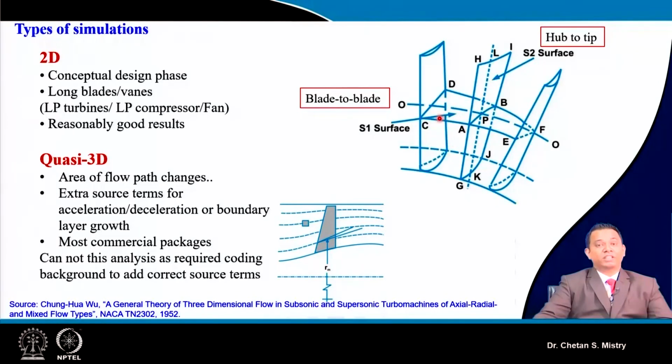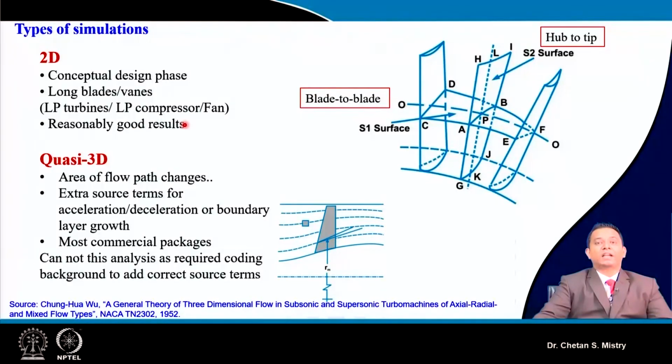So this concept can be used to modify our aerofoils, how the flow behaves on the suction surface and on the pressure surface. That kind of analysis can be done. This is defined as a quasi 3D approach. Initially, when people started doing their analysis, they were doing through flow analysis based on the S2 surface, and they were doing the blade to blade analysis using the S1 surface.